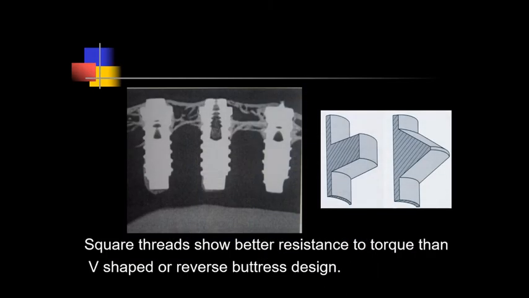Now the thread geometry may also affect the strength of early osseointegration and the bone implant interface. So square threads show better resistance to torque than the V-shaped or reverse buttress design. Those who want to know in detail about the implant design and the thread geometry, please do comment below this video and I'll try to make a separate session on that.